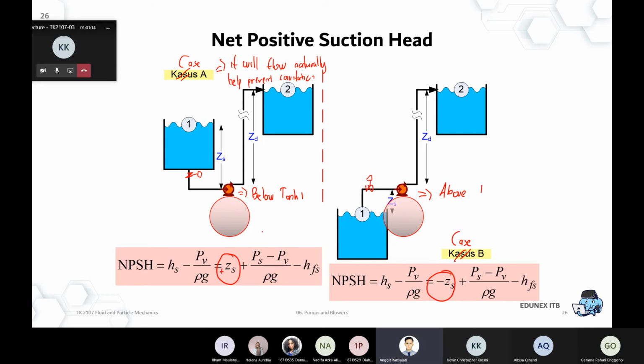If the pump is below tank 1, then you use positive ZS, the elevation between the top of the tank and the pump. But if it's above tank 1, the notation has to be negative. Why? Because when the pump is above tank 1, there will be higher restriction before the water reaches the suction point of the pump. So more restriction, higher chance of vaporization.